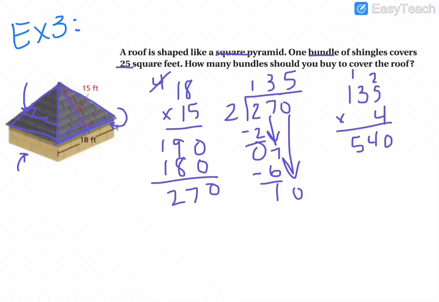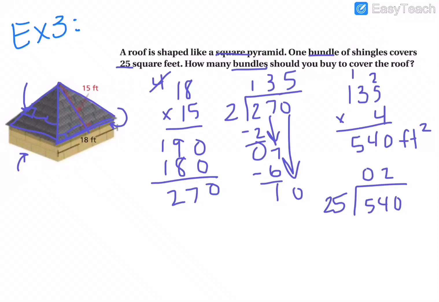Now that's not my answer because remember, I know that that's the total surface area of those lateral faces, but I want to know how many bundles to buy. So if each bundle covers 25 of these 540, I need to figure out exactly how many bundles I need. So I may have to round here. Let's see. 25 goes into 54 twice because 25 times 2 is 50.